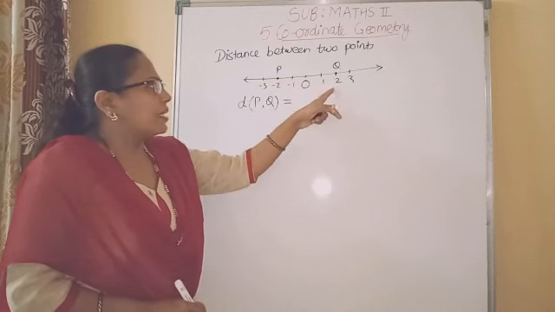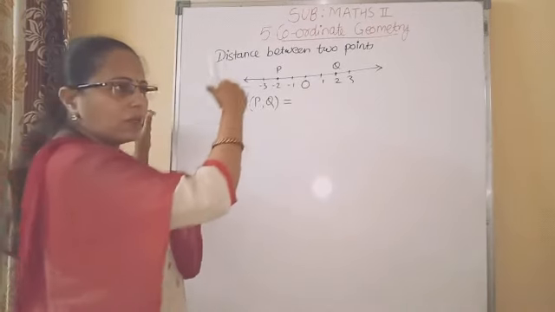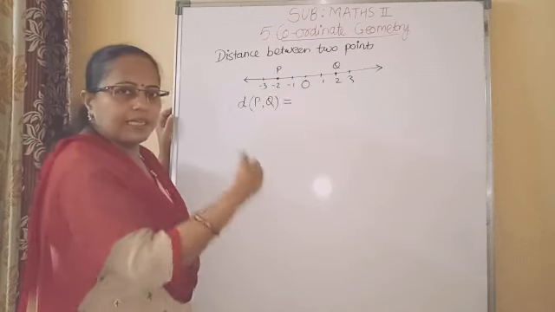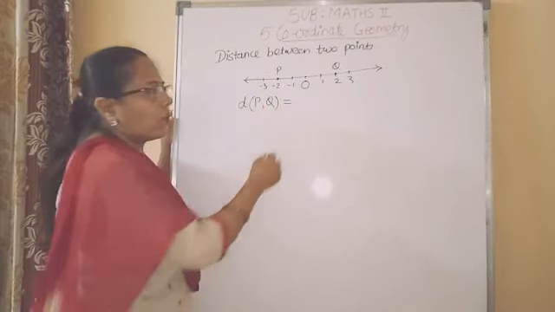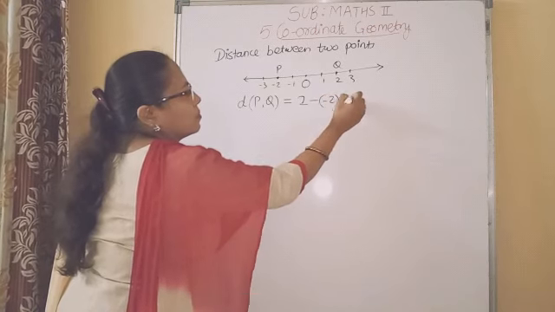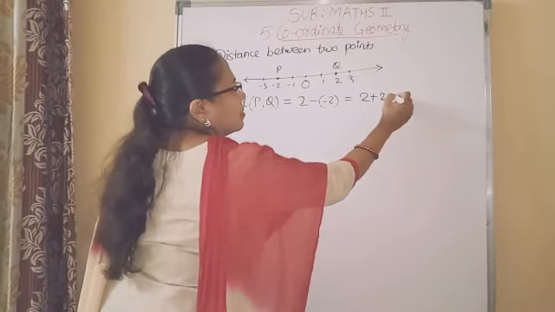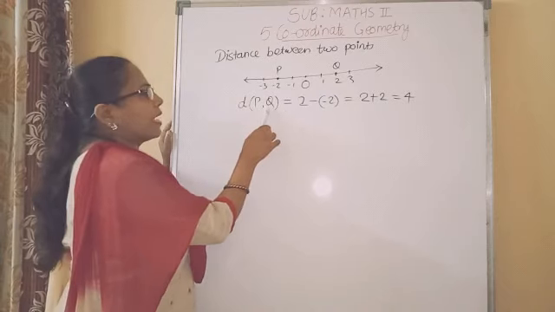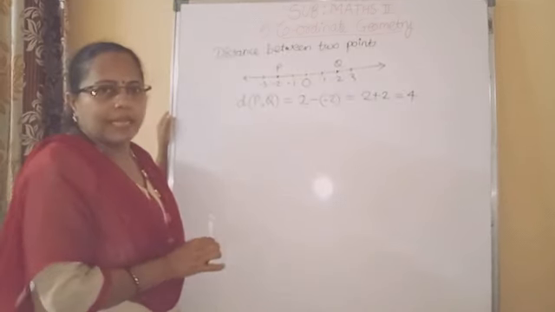Out of these two coordinates, +2 is the greater coordinate. The coordinate which is on the right hand side of the other point is always the greater coordinate. So greater coordinate minus smaller coordinate means 2 minus (-2). So minus will become plus. 2 plus 2 is 4. So we can say that the distance between points P and Q is 4 units. This part we studied in 9th standard.